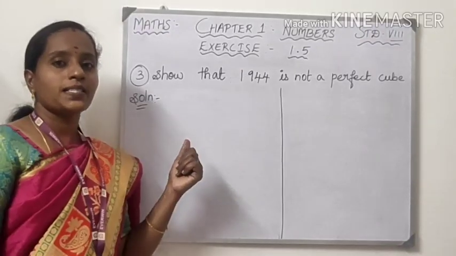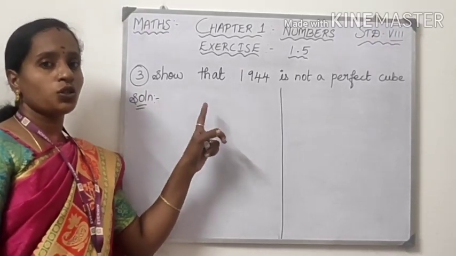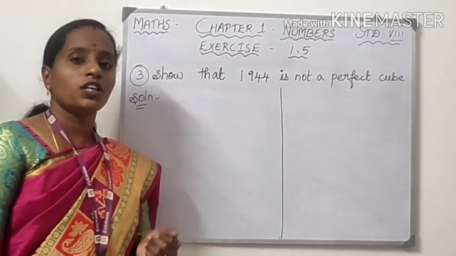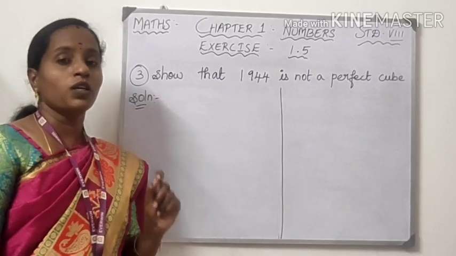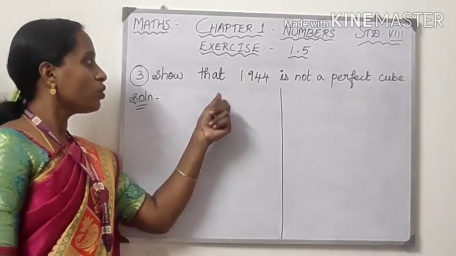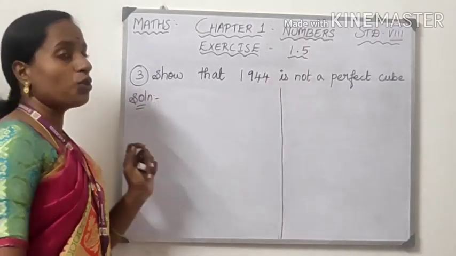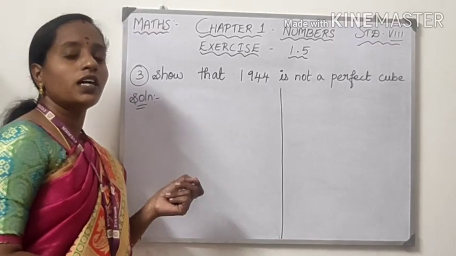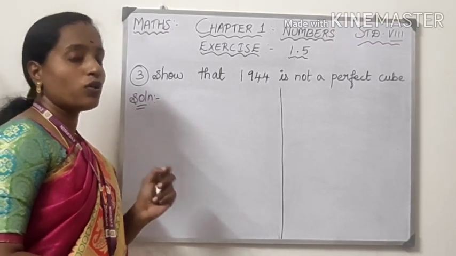We are going to solve the exercise sum. Third question: show that 1944 is not a perfect cube. Already you know what is meant by perfect cube. Here we are going to use the prime factorization method to show this number is not a perfect cube. You have learned that already in exercise 1.4.